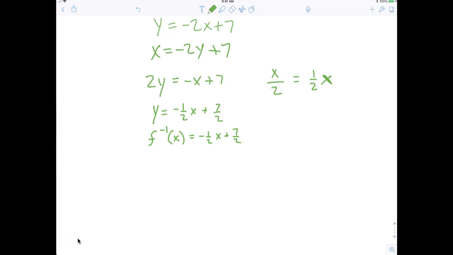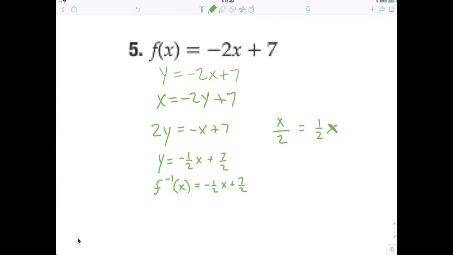So this f to the negative 1 is not really an exponent. It's the symbol for what? Inverse. All right, so originally we had f of x is equal to negative 2x plus 7. You switch the x and y and you solve for y. And the reason why I think today's a really good day is because some of you did have a little trouble solving for y.